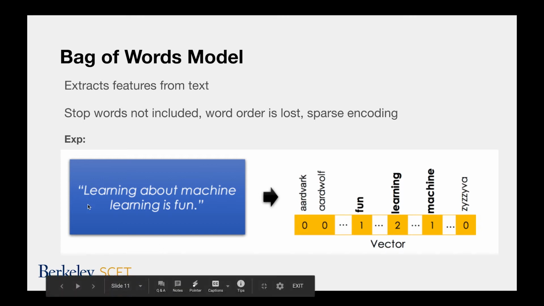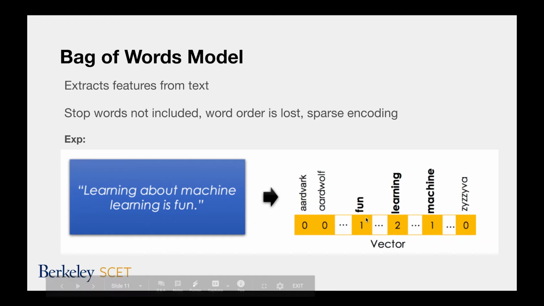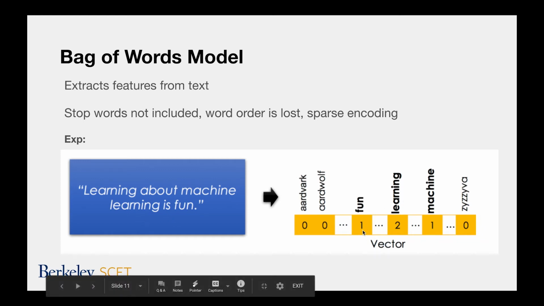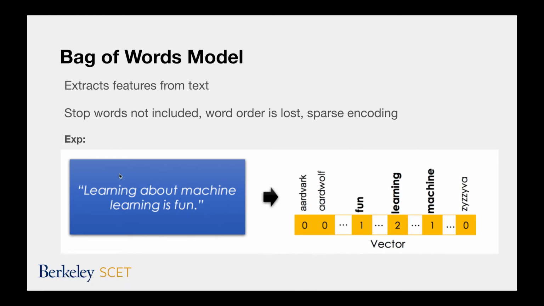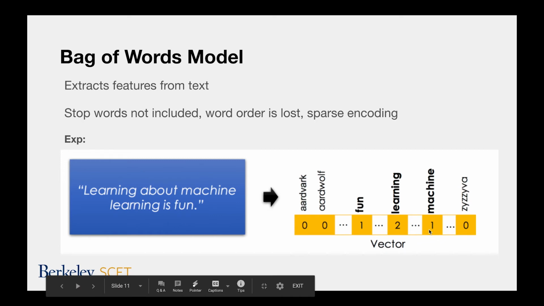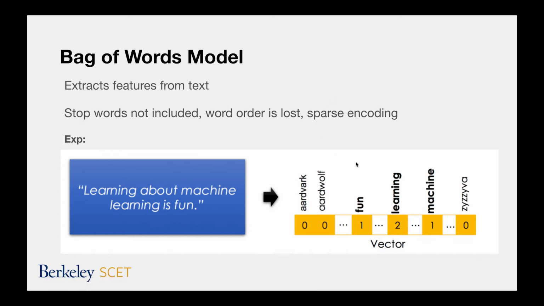Let's say you have this sentence: learning about machine learning is fun. It puts a vector count for each time that word is used. For example, fun is used once, learning is used twice, and machine is used once. Therefore, it creates this vector where it has one at fun, two at learning, and one at machine. As you can see, it doesn't use stop words such as about and is. And if there was a super technical word in here, it might not show up.